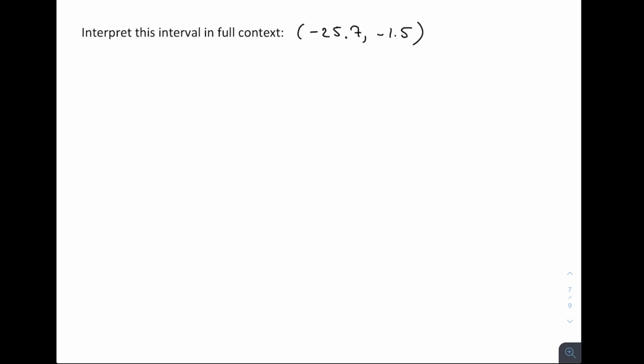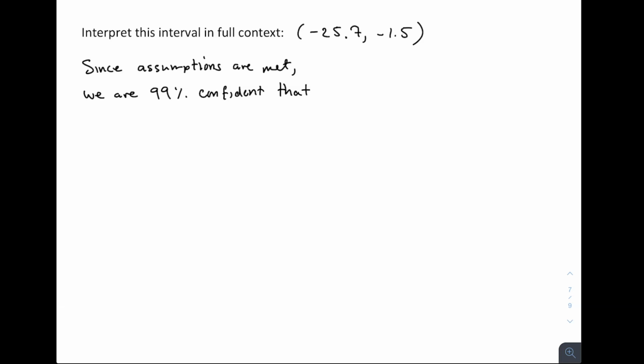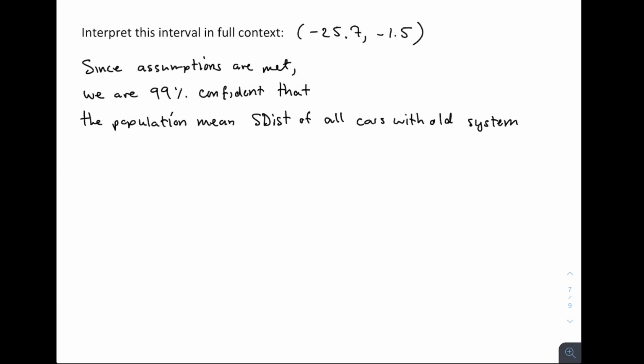Let's interpret in full context our confidence interval. As usual, we need to tell the reader that the assumptions are met. We also need to tell them how confident we are in our results. We also need to tell them what we're comparing. In this case, it's the population mean stopping distance of all the old braking system cars being between 1.5 and 25.7 feet less than the population mean stopping distance of all cars with the new system.